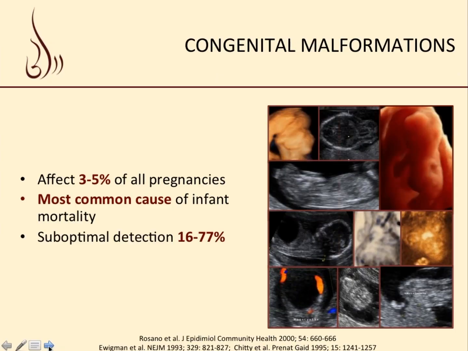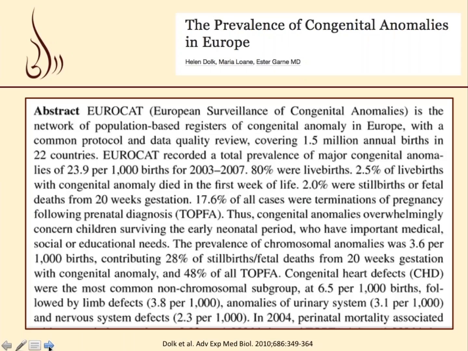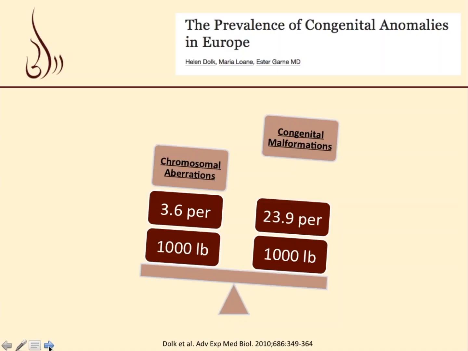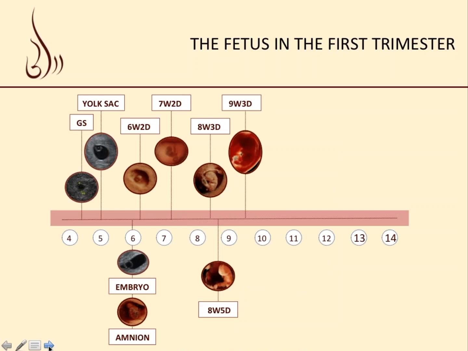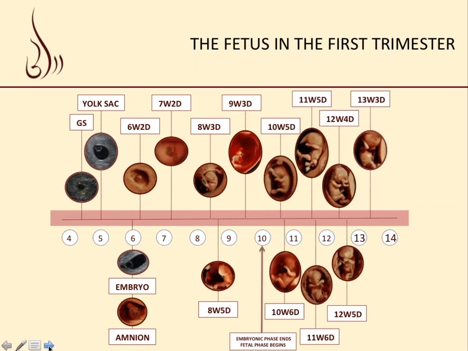We still have suboptimal detection rates all over the world, where rates are reported to be anywhere between 16 and 77%. In Europe, a recent study has shown that the incidence of major congenital anomalies is roughly 23.9 per 1,000 live births. Compare this to chromosomal aberrations, and they are 3.6 per 1,000 live births. So if we were to really compare things and put them in the balance, congenital malformations are 7 times more common than chromosomal aberrations.